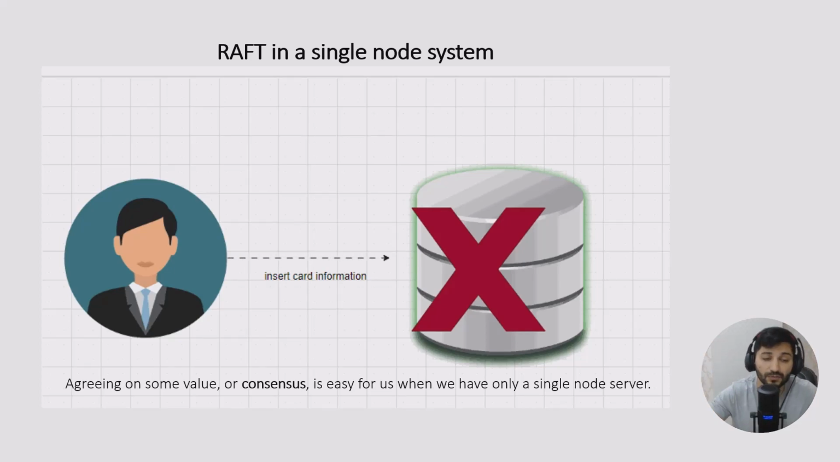So agreeing on some value, or consensus, is easy for us when we have only one single node. It means you have only one single server. There is no need to check with other servers about the latest value in your system and agree on some value. We have one single source of truth. That's the easy thing to implement in a single node system. This is actually called consensus.